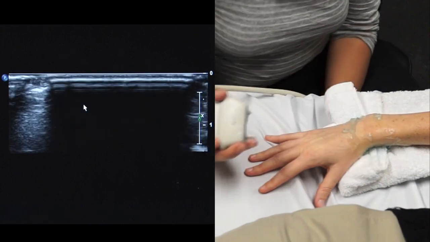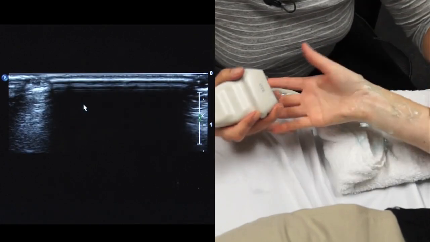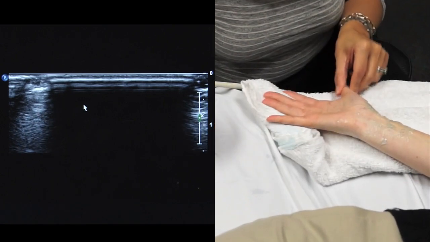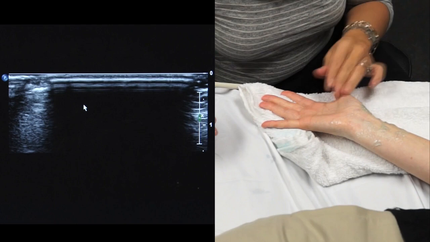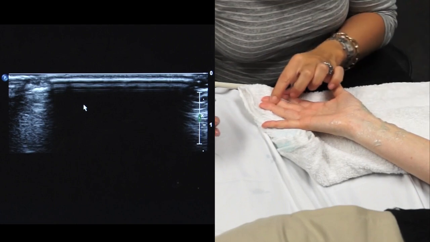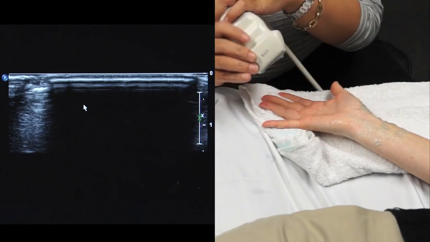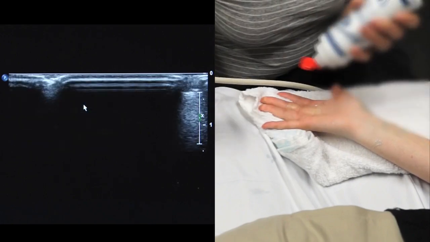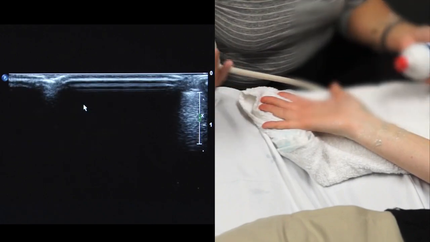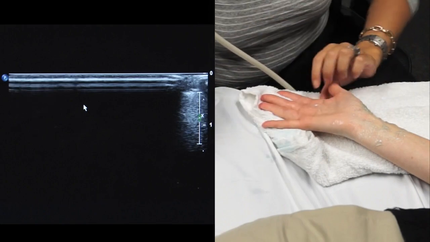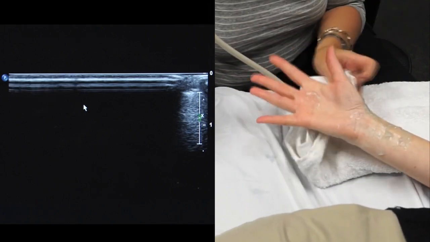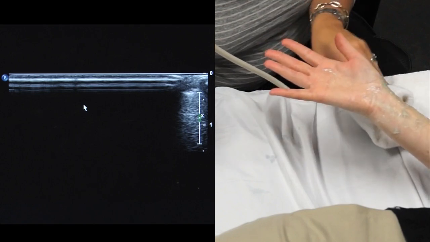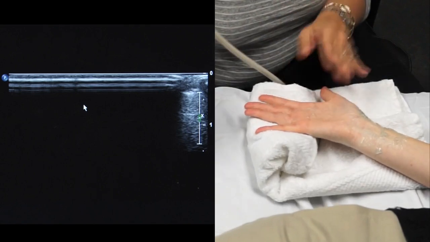Moving on to the fingers, to look at the flexor tendons. Okay, we start in long axis. I'm just going to use the third finger as an example here. Now, when you're scanning something that is not a flat surface, you want to make sure you use a lot of gel to improve contact between the transducer and that structure. Good.